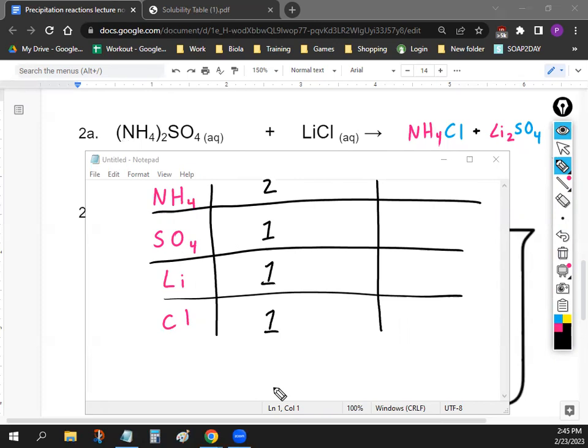I'll give you guys about 30 seconds. I want you to fill in the numbers for the right side. Tell me how many of each of these ions are on the right side. Take about 30 seconds to do that. We'll double check our answers and then we'll go to the actual balancing part.